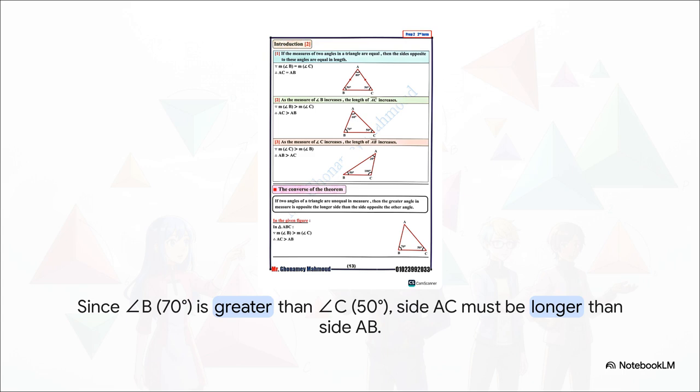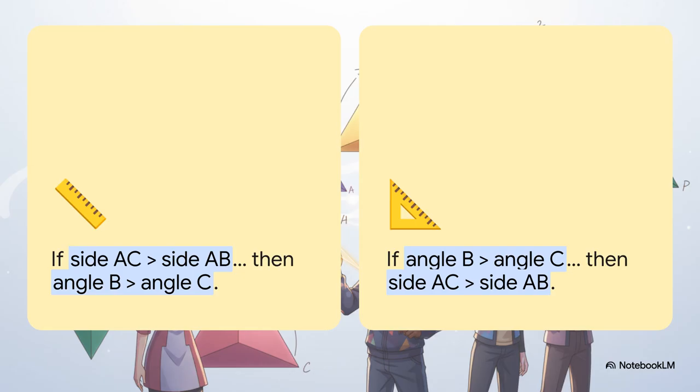It means the side opposite angle B, that's side AC, must be longer than the side opposite angle C, which is side AB. It just has to be. Okay, let's just see this side by side so it really sticks. On the left, if you know which side is bigger, you know which angle is bigger. And on the right, if you know which angle is bigger, you know which side is bigger. It's a perfect two-way relationship.